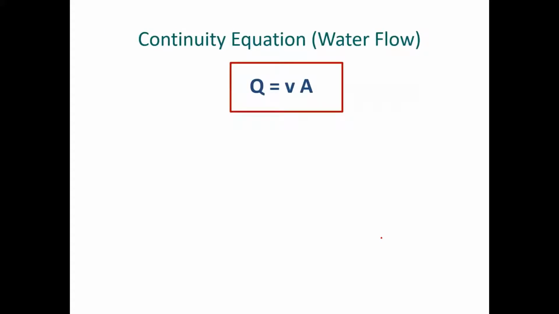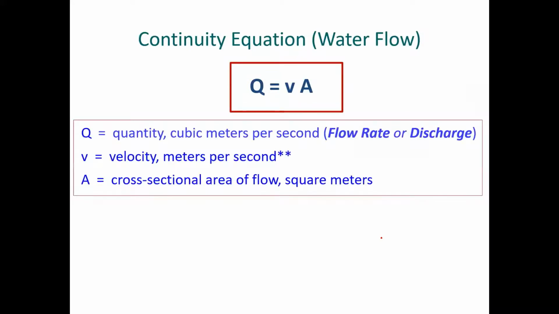Okay, so the other thing I wanted to talk about today is something called the continuity equation. This is basically something that describes water flow through a system. And so you can see we have three variables. We have Q. Q is quantity. So quantity is volume per time. And in the metric system, we're using cubic meters per second, or you could use liters per second, or you could use megaliters per day.